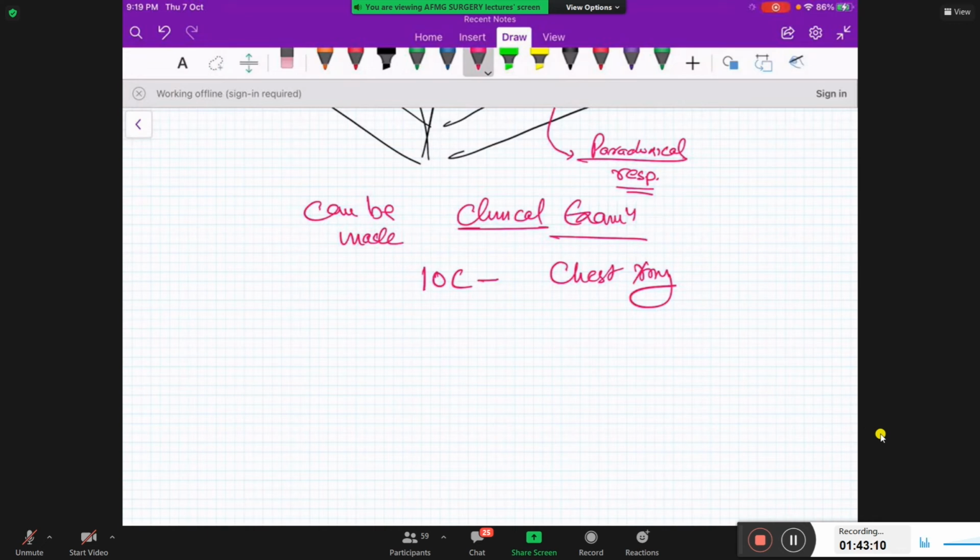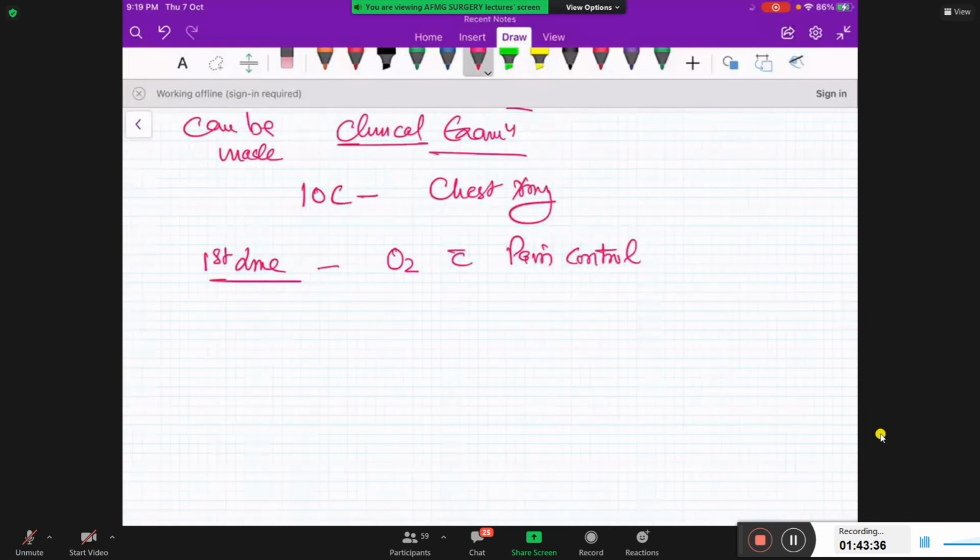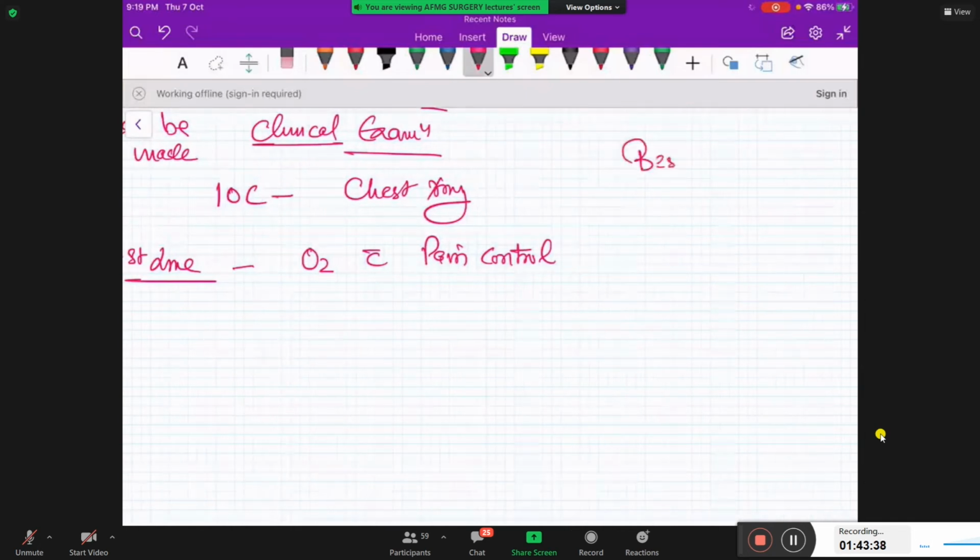One thing one should know first. In any flail chest, whatever the condition of the patient may be, the first line of management is always oxygen with pain control.